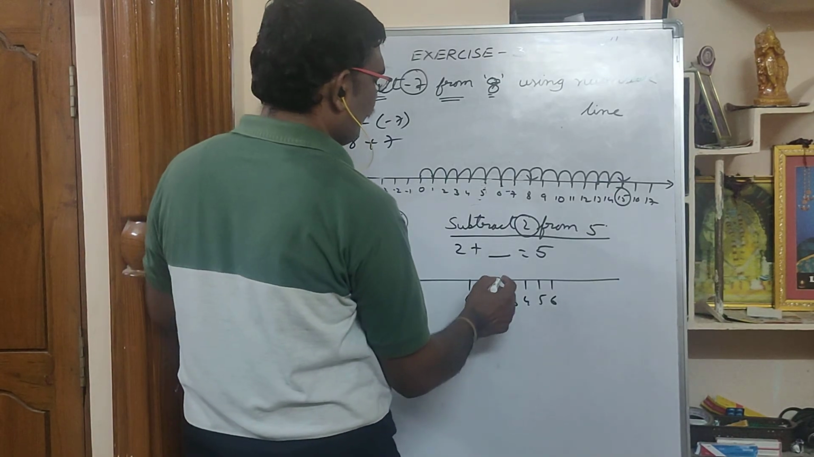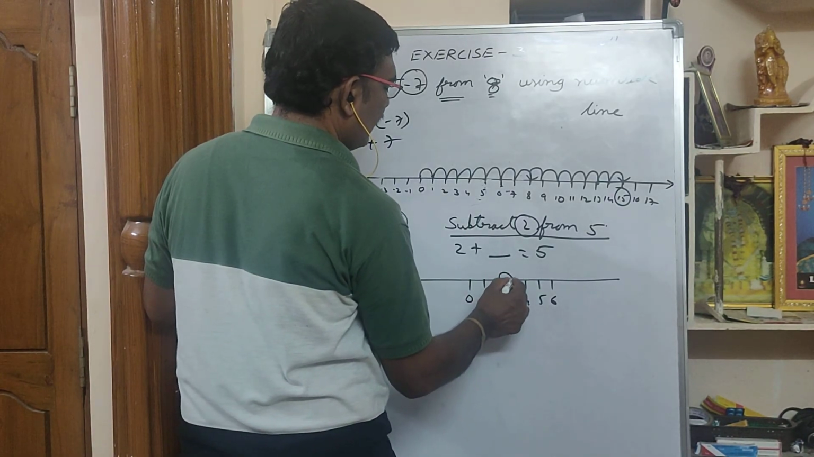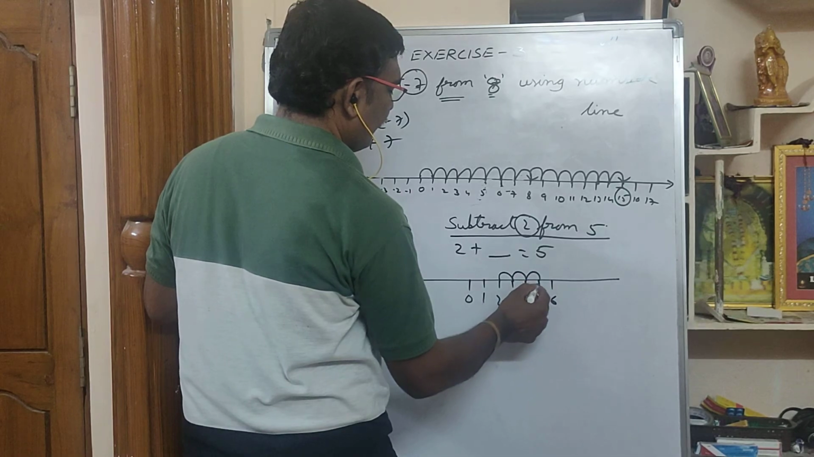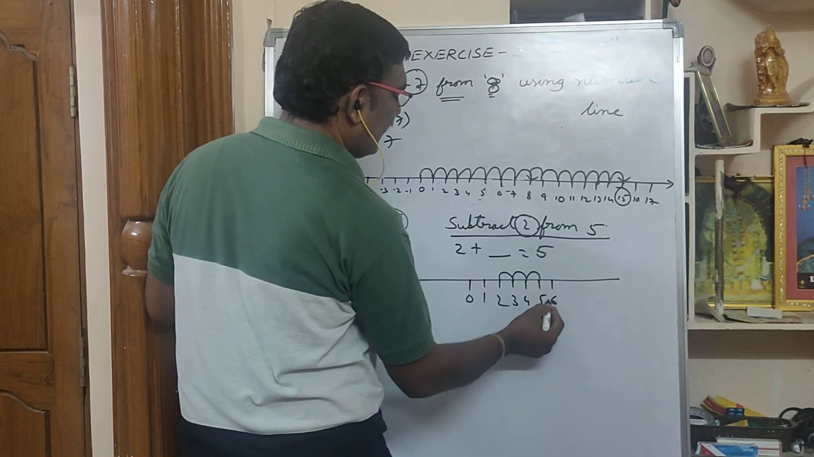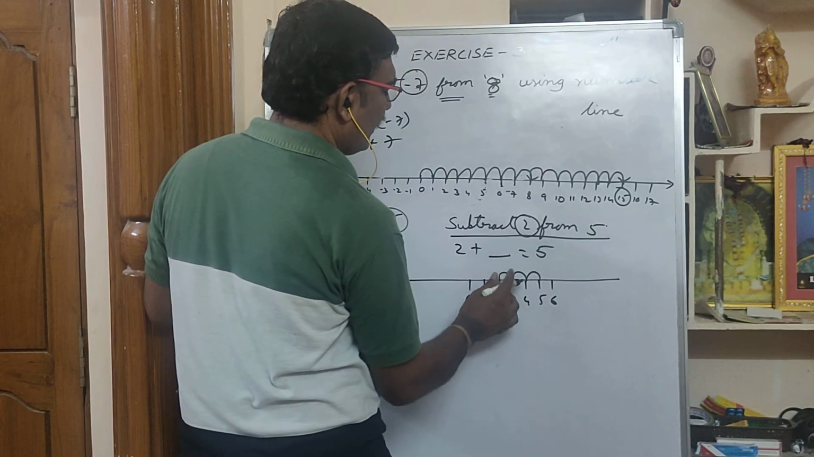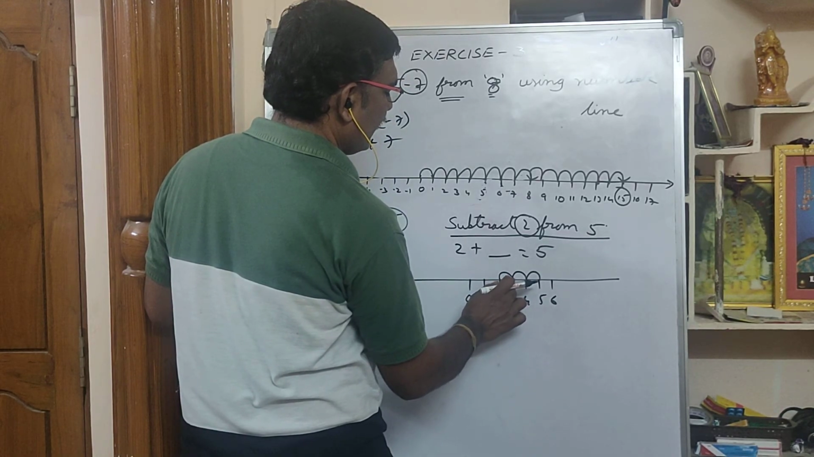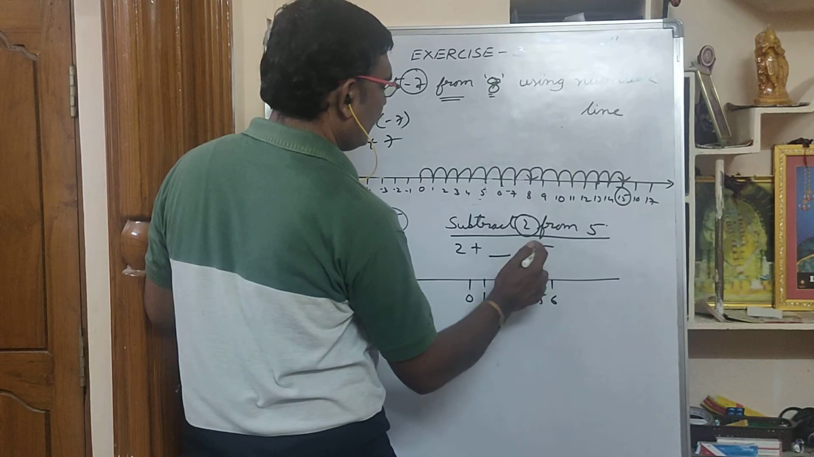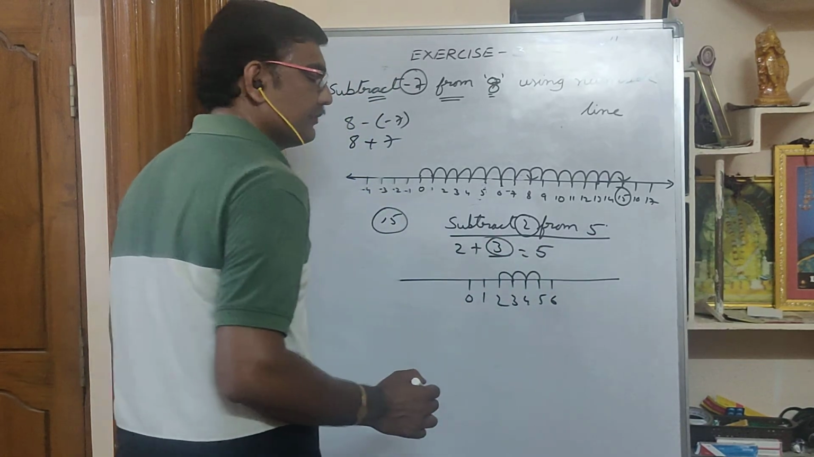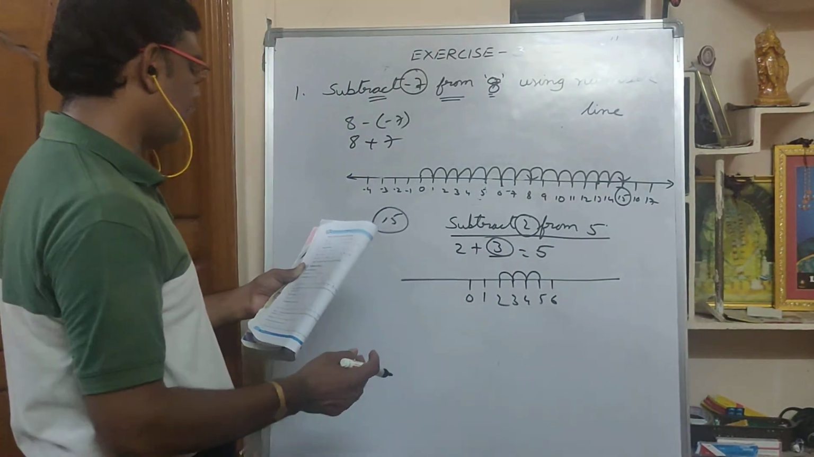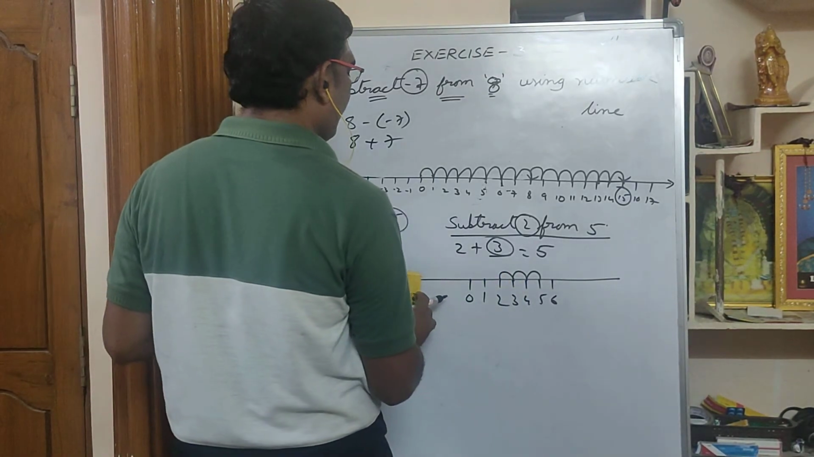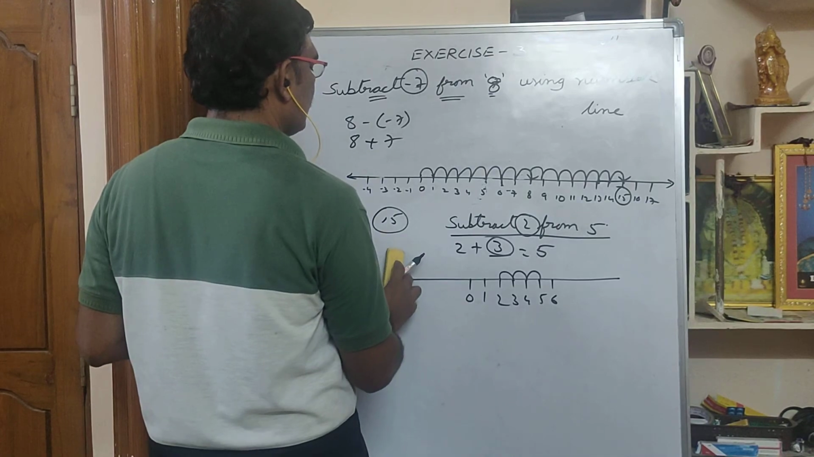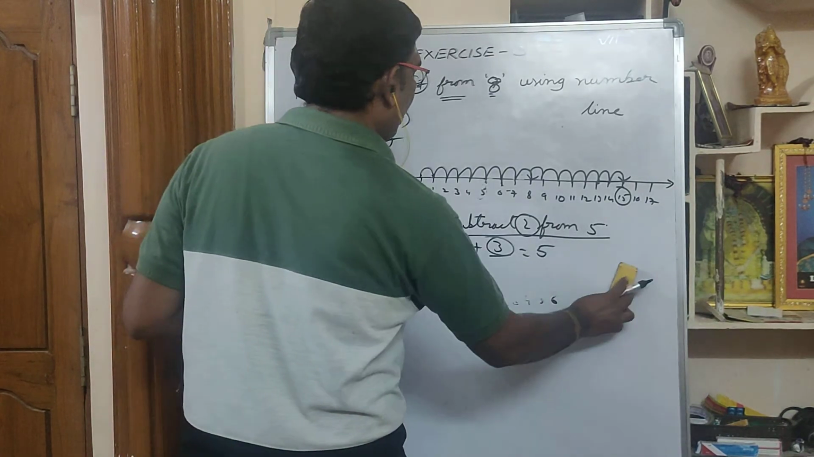Means start from 2. It is 1, 2, 3. So what is the answer here? Don't write these numbers. Count here to here 1, here to here 2, here to here 3. The answer is 3. One more example I will say to you by using number line. This is also by using number line only.